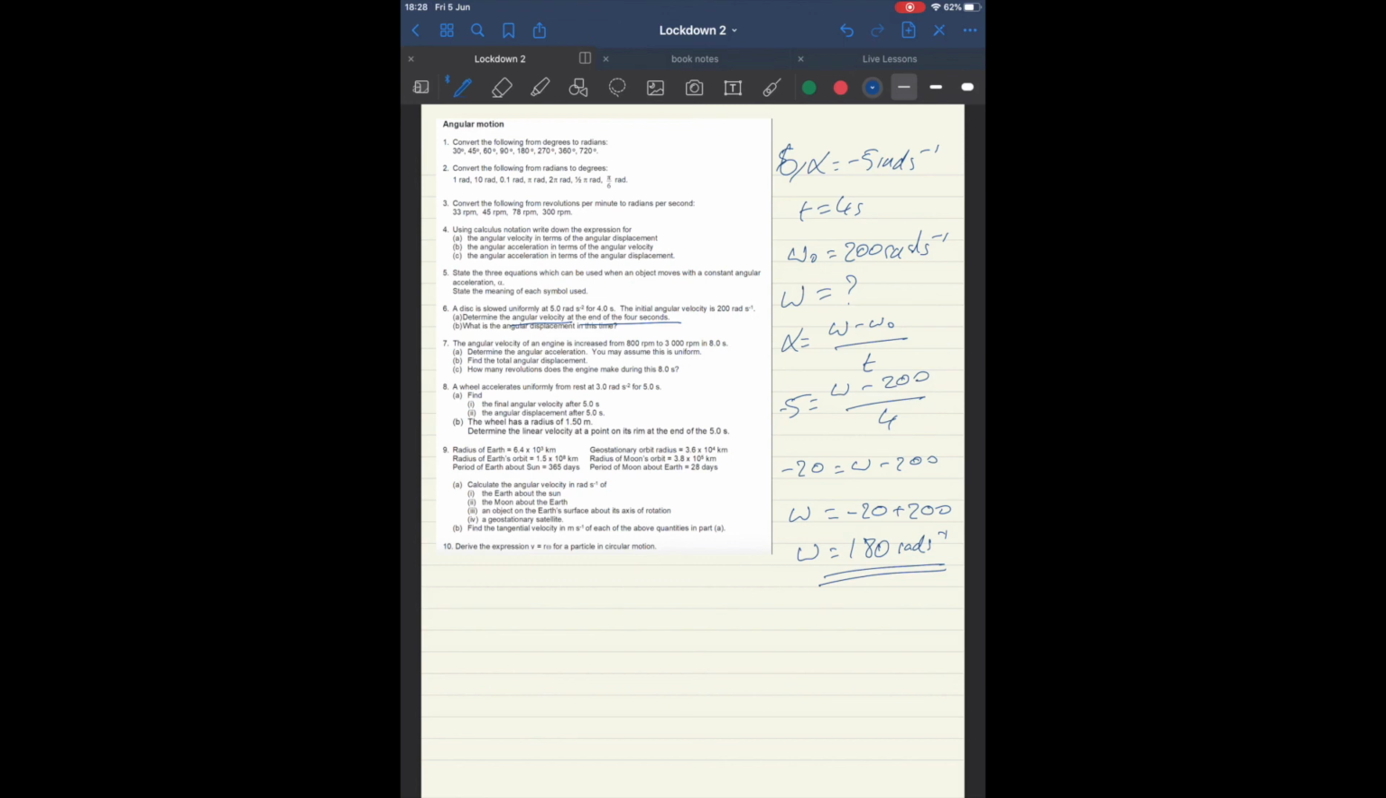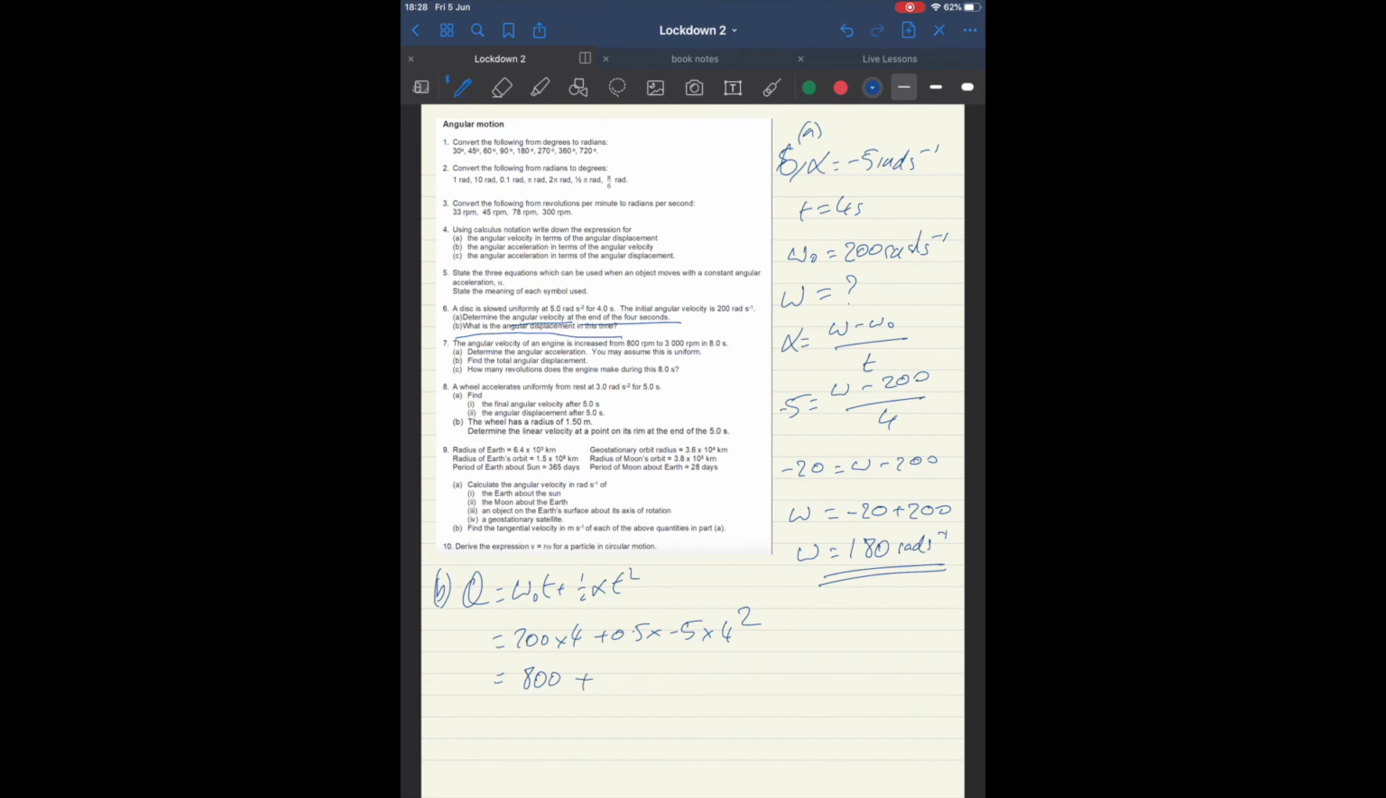Okay, that's A. Let's look at B. What is the angle of displacement at this time? Okay, so we know we've got everything now. We're trying to find theta. So we get all this information. What's the easiest way of doing this? Theta equals omega naught t plus a half alpha t squared. So that's going to be 200 times 4 plus 0.5 times minus 5 times 4 squared.